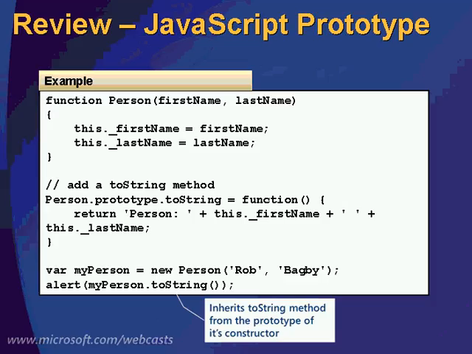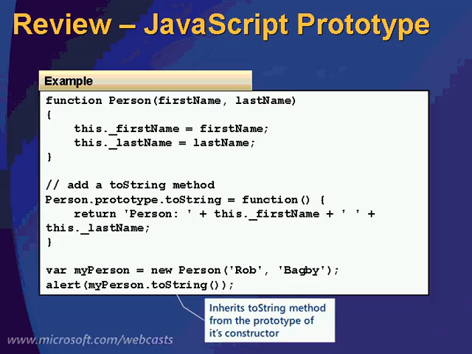So here's an example of JavaScript prototype. You'll notice at the top we've got a function person where we pass in a couple arguments, first name and last name, and inside of this function we're setting a couple of instance level fields. This function is known as a constructor function, and it acts much like a constructor that you're probably familiar with in, say, C# or VB.NET.